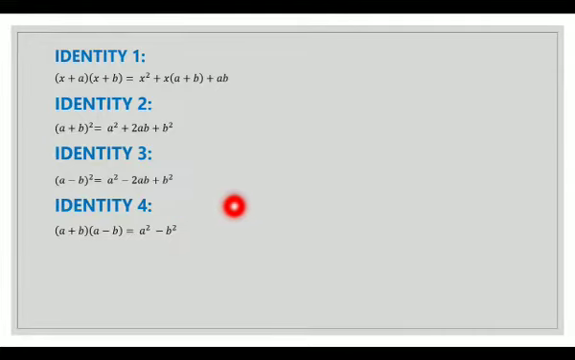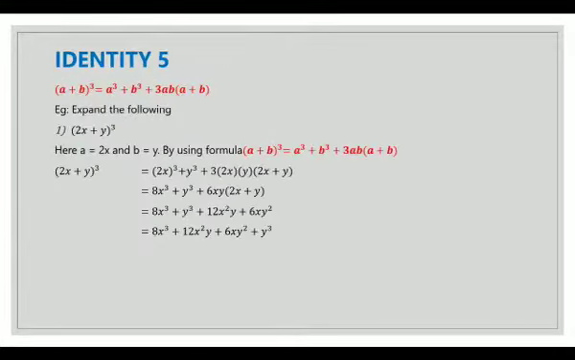So today we are going to study the remaining three identities and how to solve sums based on them. Identity 5. (a + b)³ = a³ + b³ + 3ab(a + b). Now using this identity, we are going to solve a few sums based on it.